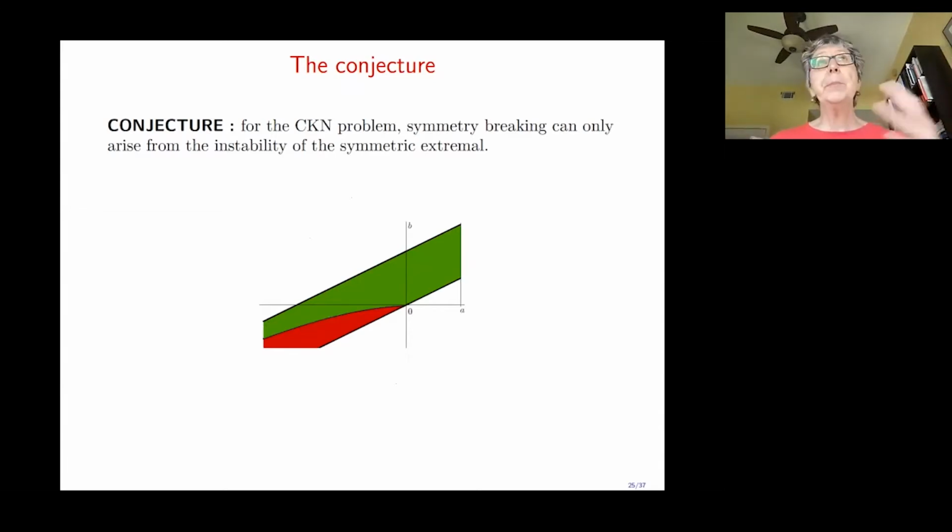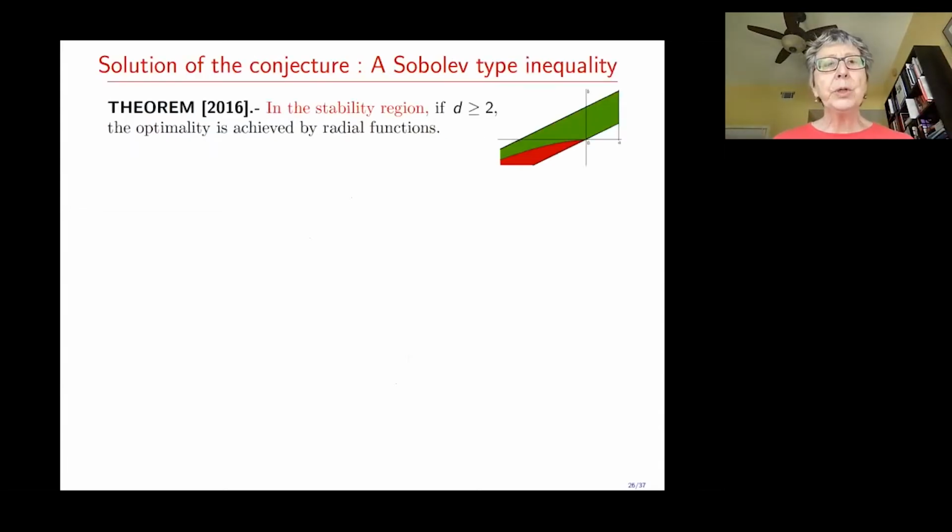We wrote several papers with partial results. And in 2016, with Dolbeau and Loss, we proved the conjecture. We proved that in the stability region, if d, the dimension, is larger than or equal to 2, the optimality indeed is achieved by radial functions. And this theorem is really not an easy result.